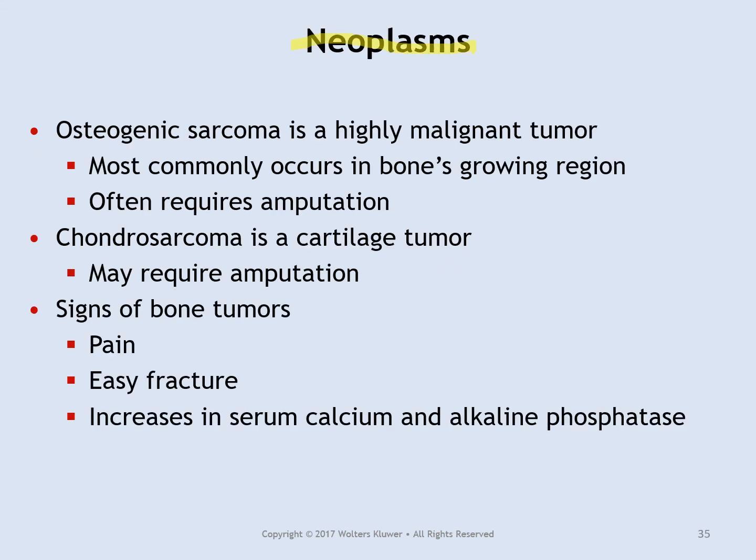Cancer can also develop in bone tissue. An osteogenic sarcoma is very malignant and usually happens around the epiphyseal growth plate and the metaphysis. And you can often require amputation because it is so aggressive. And a chondrosarcoma is in the cartilage. And again, this can cause a need for amputation as well to get the cancerous material away so it won't spread. So the first signs of bone tumors: pains, easy fracturing, and if you take a blood draw, you can see lots of calcium and alkaline phosphatase.